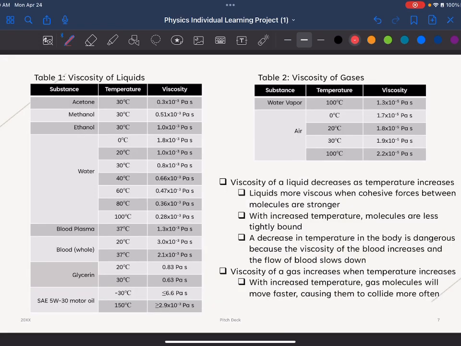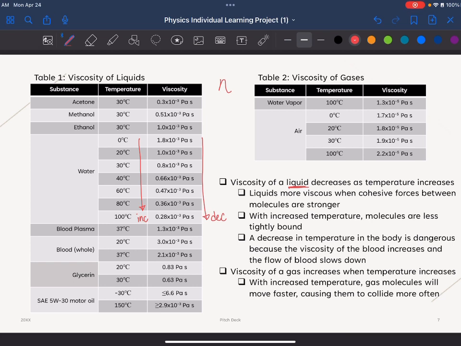So here I have some values of viscosity. We have the viscosity of liquids and gases, and viscosity, as I said earlier, is shown with the Greek letter eta. Viscosity of both liquids and gases is temperature dependent. With liquids, as our temperature increases, our viscosity will be decreasing. Liquids are more viscous when the cohesive forces between the molecules are stronger, and the cohesive forces are weaker as your temperature increases. That is why our viscosity decreases as our temperature increases.